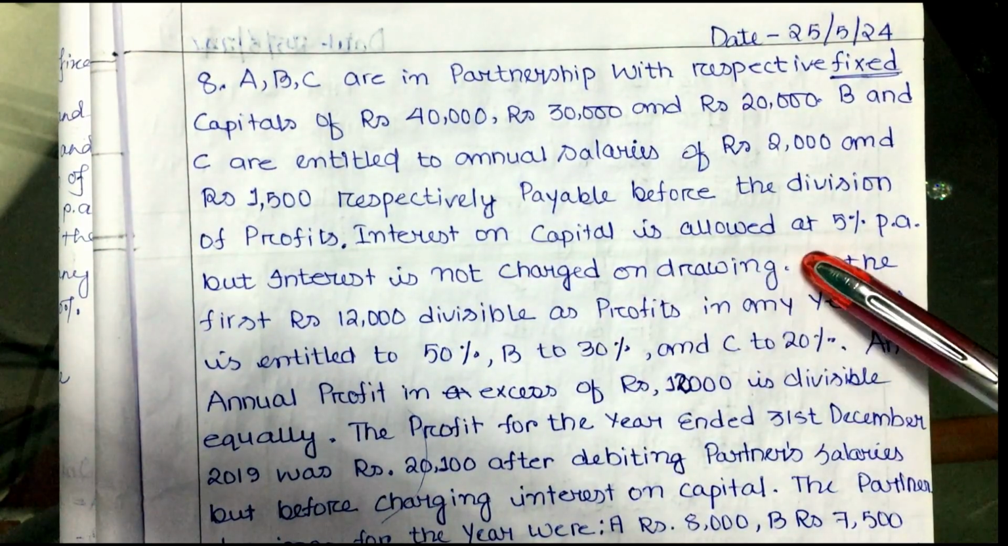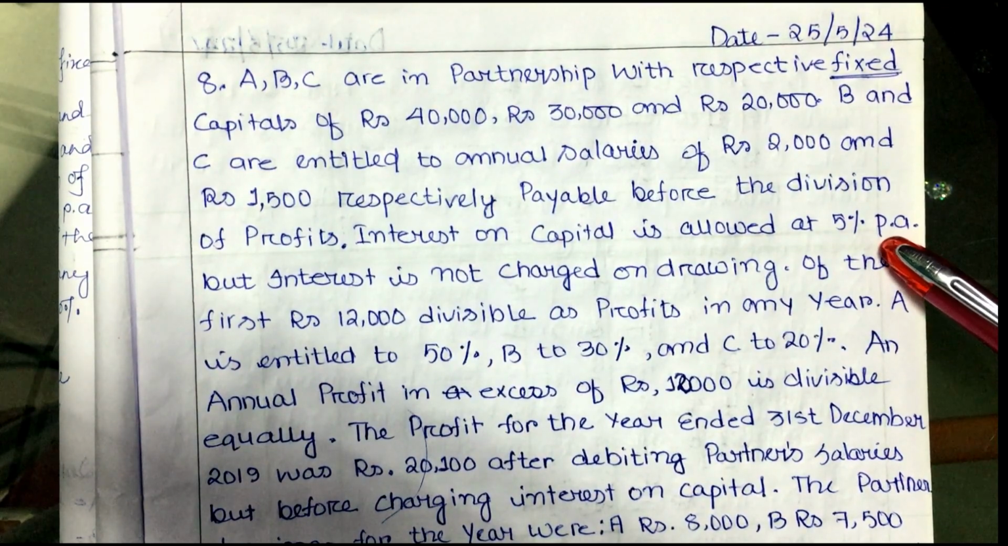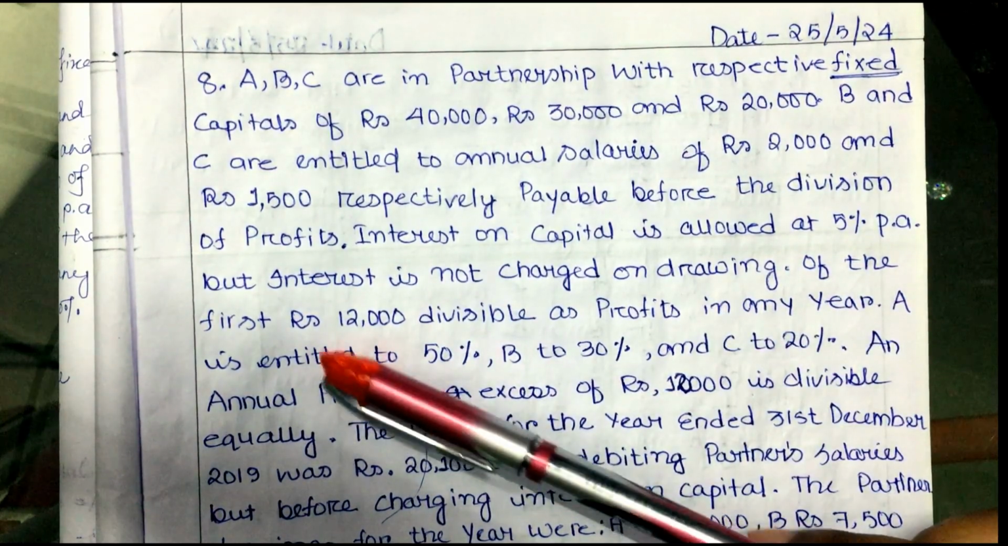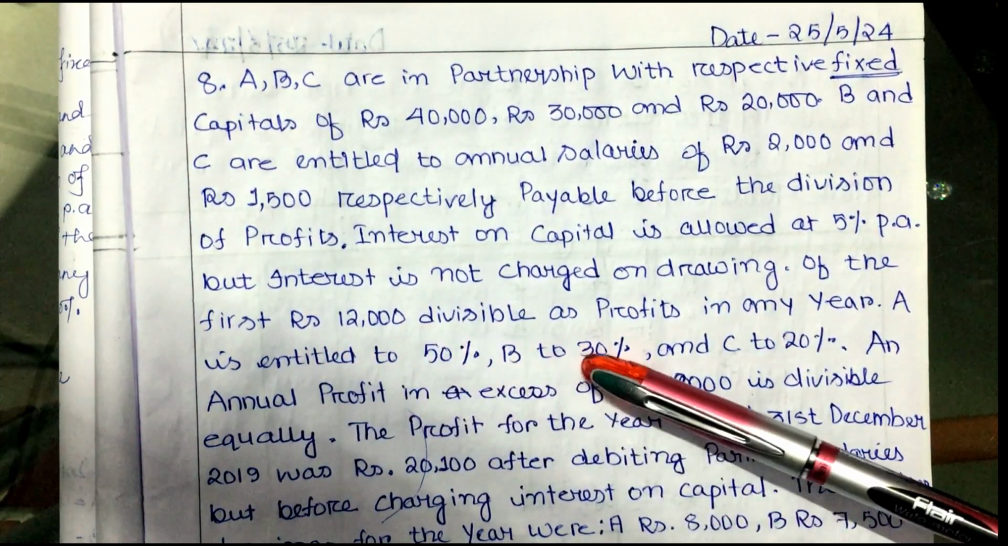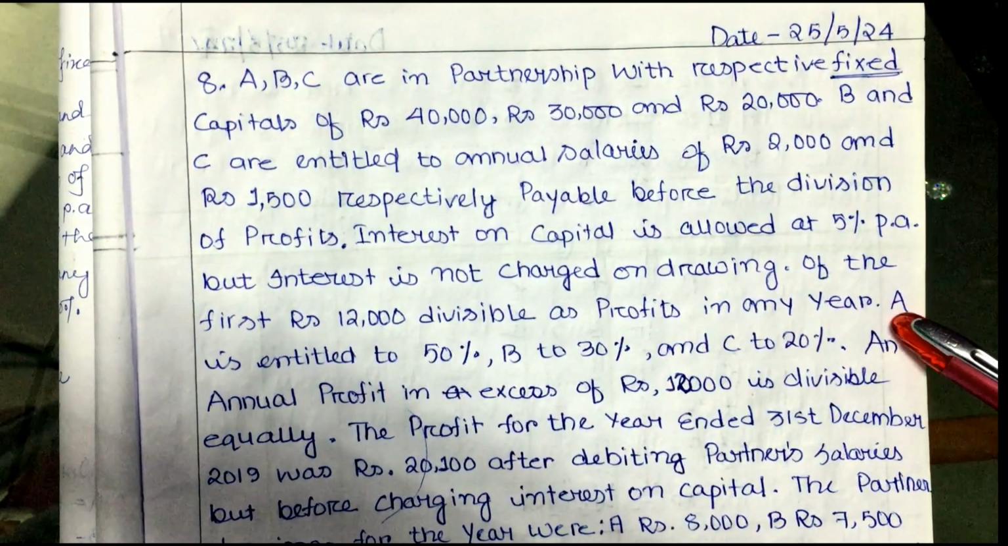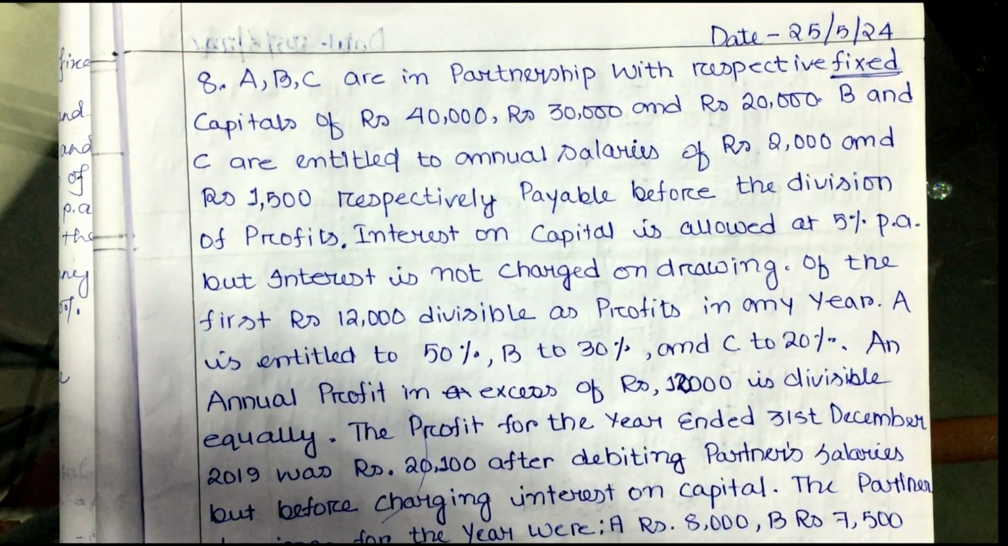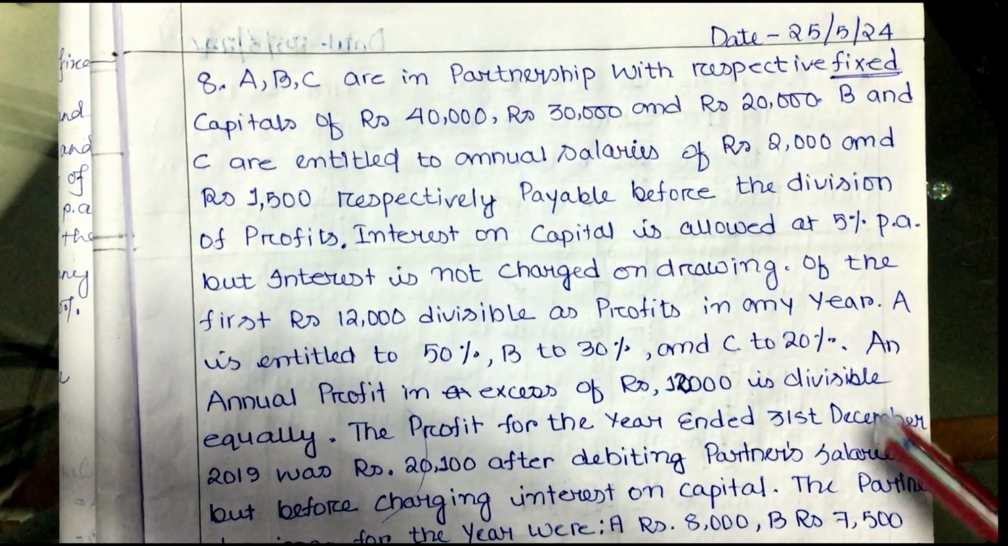Interest on capital is allowed at the rate of 5% per annum, but interest is not charged on drawings. Of first rupees 12,000 divisible as profit in any year, A is entitled to 50%, B is 30% and C is 20%. This is very important.